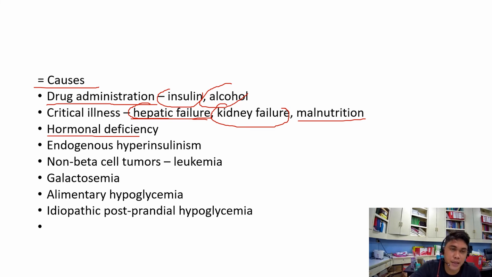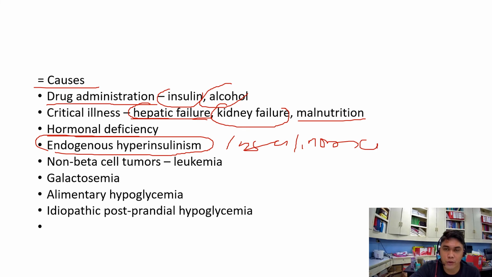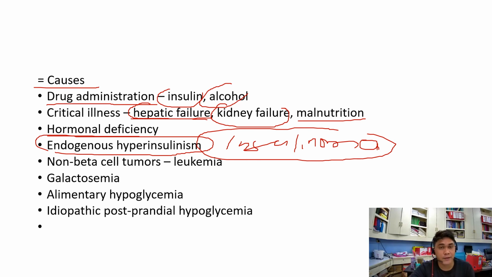Then next, endogenous hyperinsulinism, or there is insulinoma, meaning there is a tumor that secretes an excessive amount of insulin, and that can cause hypoglycemia. Non-beta cell tumors like leukemia, so there is excessive utilization of glucose due to the increased number of WBCs.